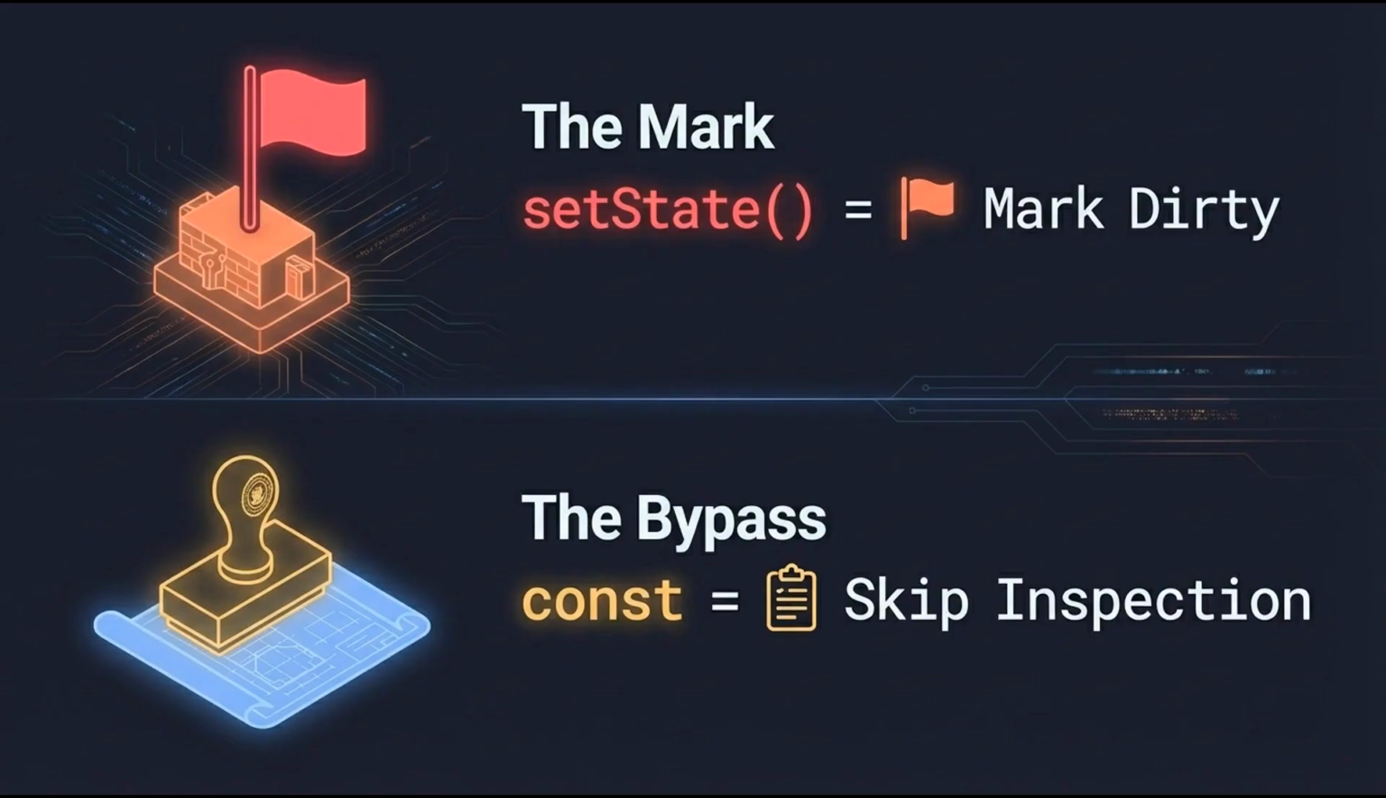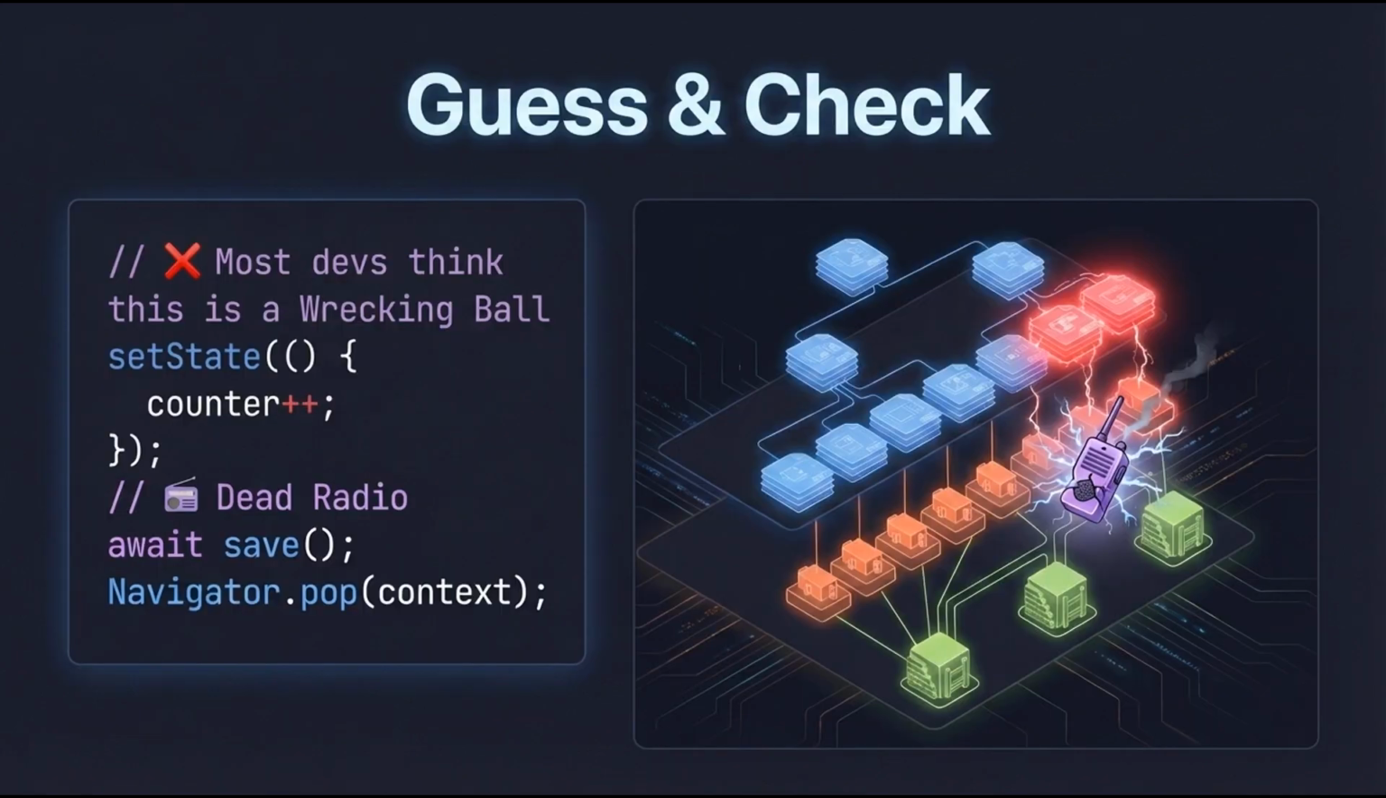You'll learn that setState is just a red flag, not a wrecking ball. And that const is a golden stamp that lets the foreman skip the inspection entirely. Without this knowledge, you're stuck guessing. Most devs think setState is a wrecking ball that tears everything down. They use context after the foreman has already left. Guess and check, over and over.